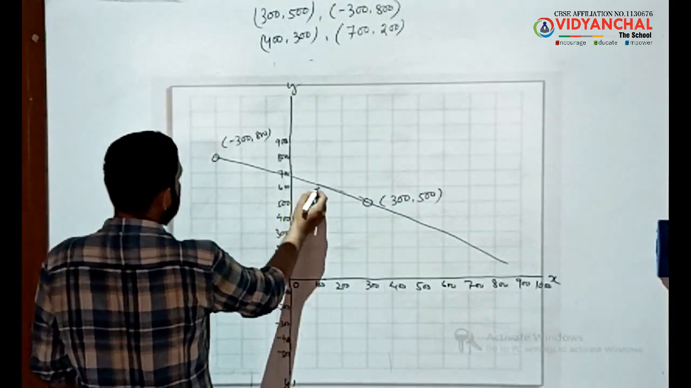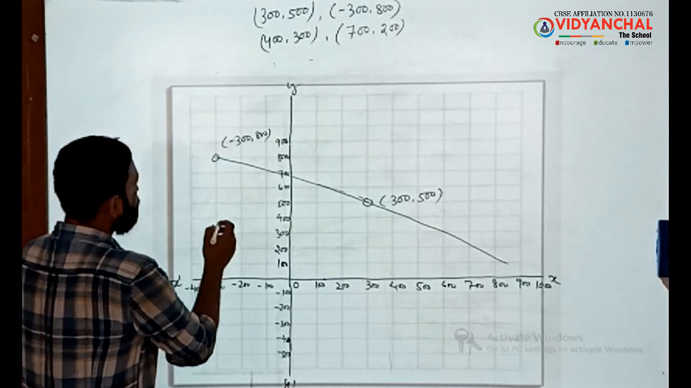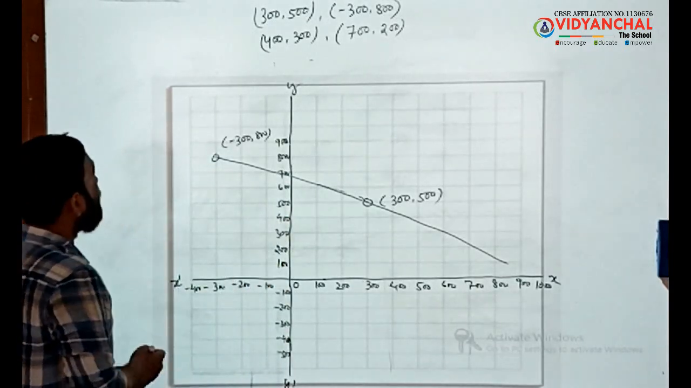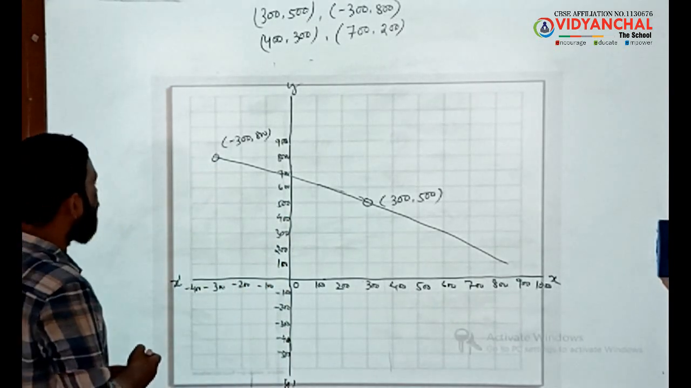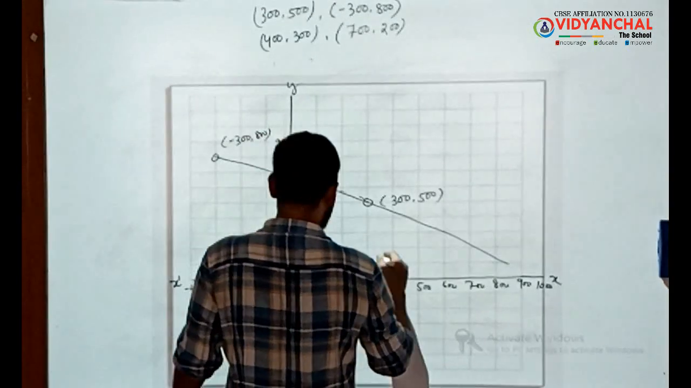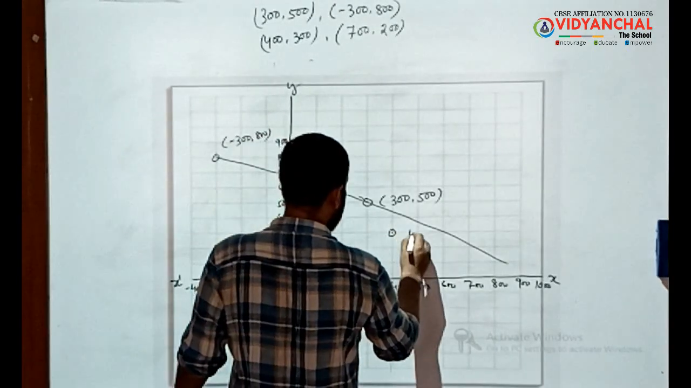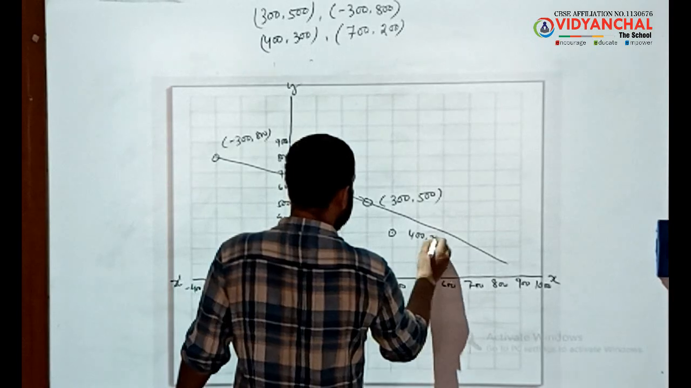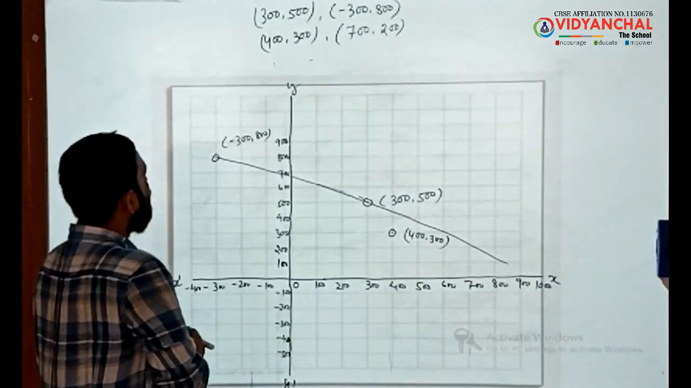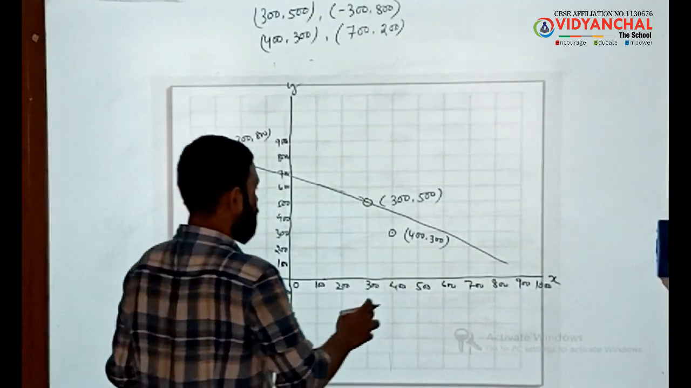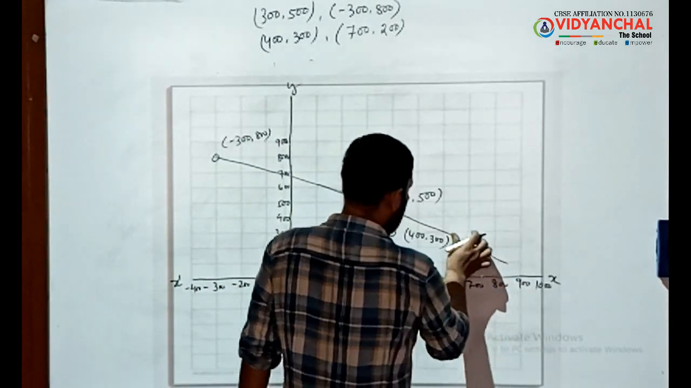And for the second, 400, 300. This is the point 400, 300. Right? And 700, 200.